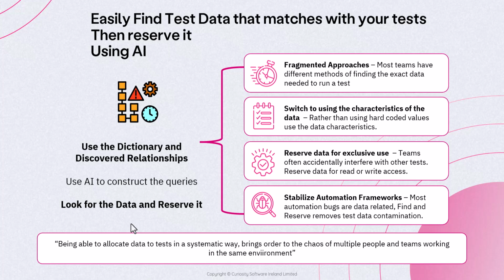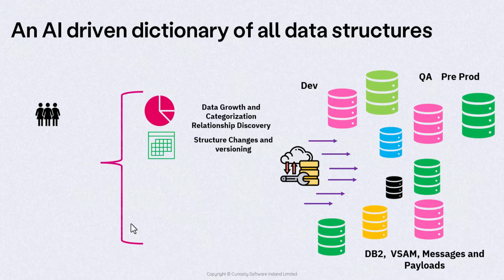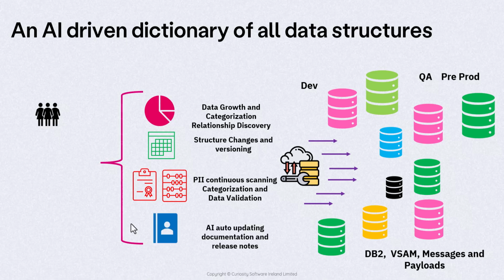It can also help you stabilize automation frameworks, as most automation bugs aren't actual bugs, they're more related to the data. And find and reserve removes test data contamination or cannibalization. So first things first, we build up a dictionary of data structures. We will document the structures, and we will also discover any hidden relationships, which is very important when you're trying to find data across multiple tables and indeed across multiple systems.